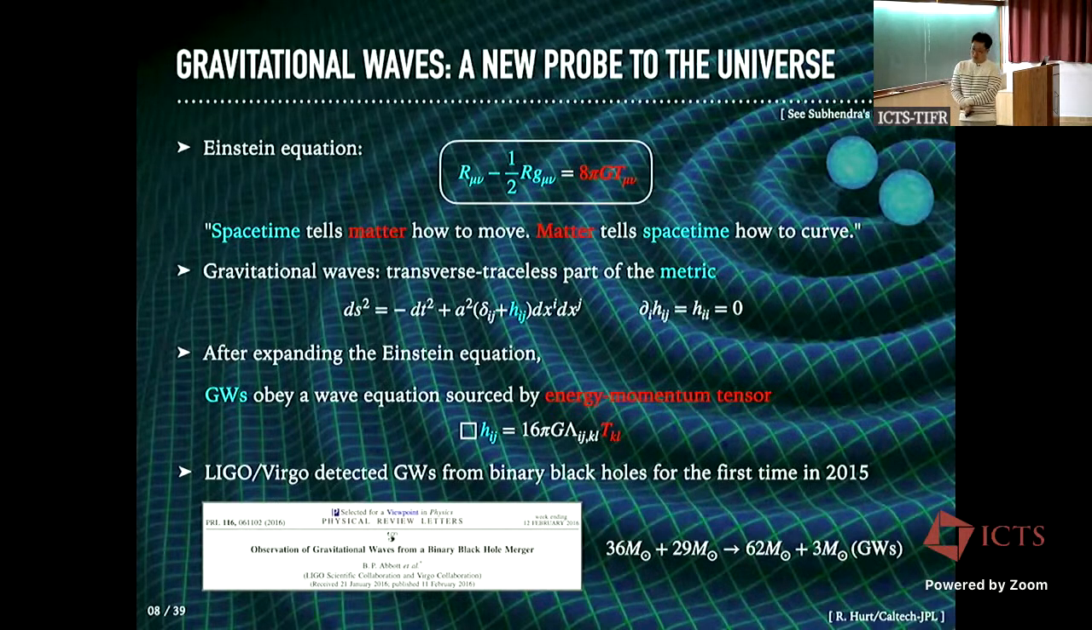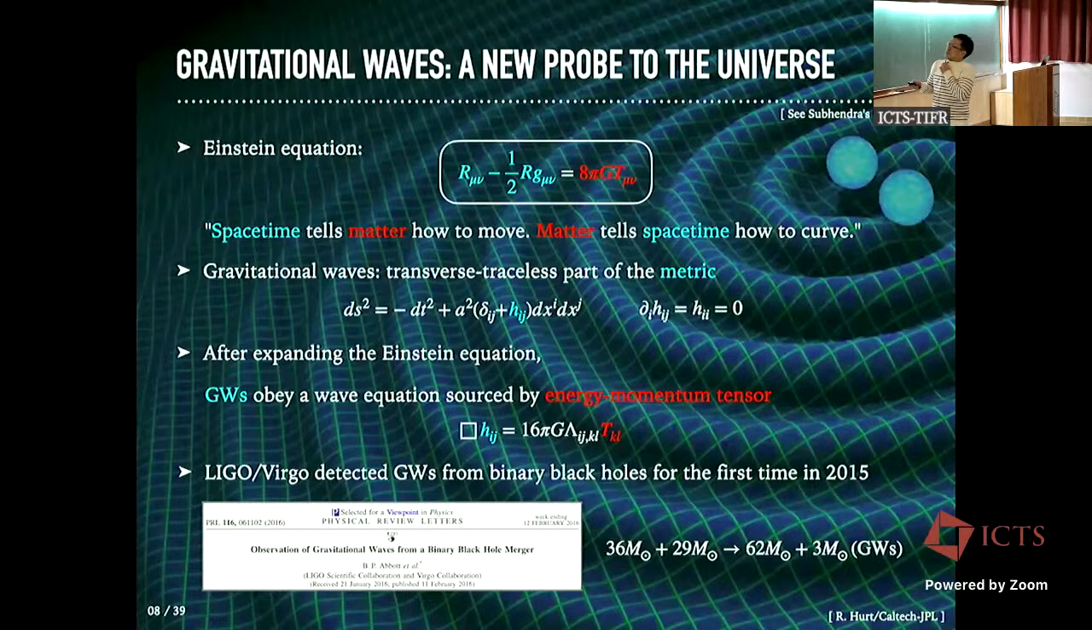This is basically the same as the previous lecture. We start from the Einstein equation, let's say. We start from the Einstein-Hilbert action, and we derive the Einstein equation. It's basically saying that space-time tells matter how to move, and matter tells space-time how to curve. That's it. If you take the TT part, gravitational waves are the transverse and traceless part of the metric. If you expand the Einstein equation, you find that gravitational waves obey a wave equation sourced by the energy momentum tensor.